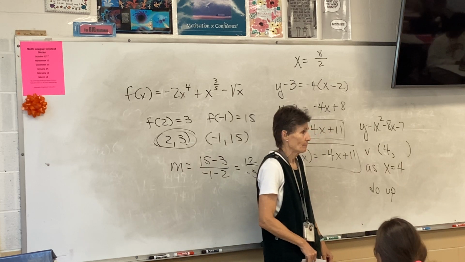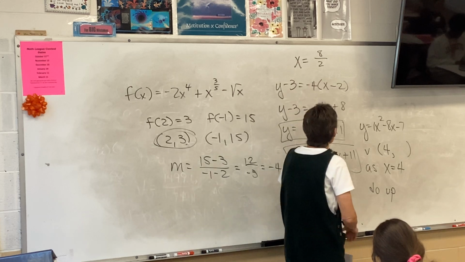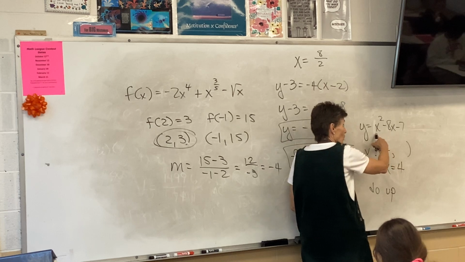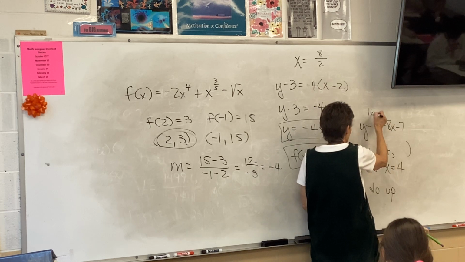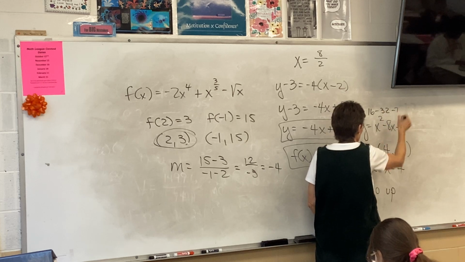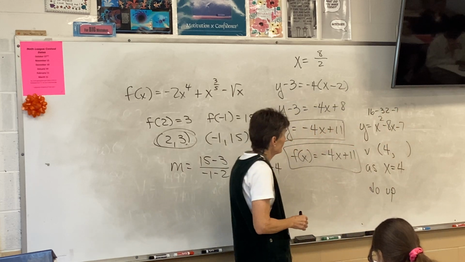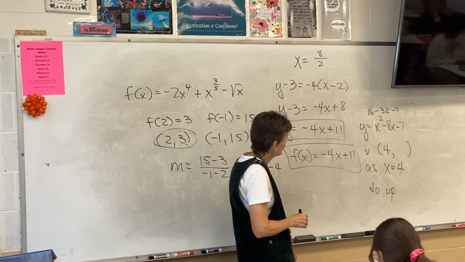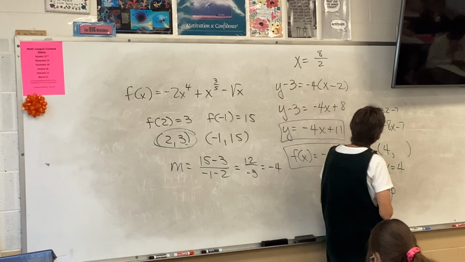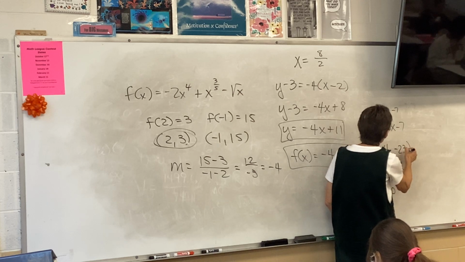Now what? Plug the 4 into my problem. So 4 squared is 16. 8 times 4 is 32. So it looks like I'm going to get negative 16... negative 23.